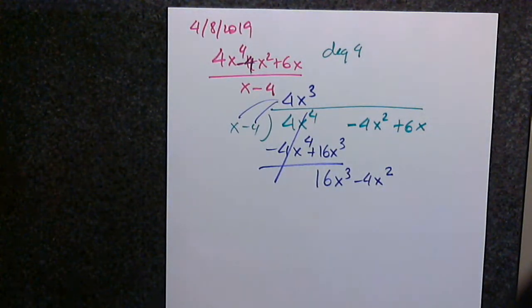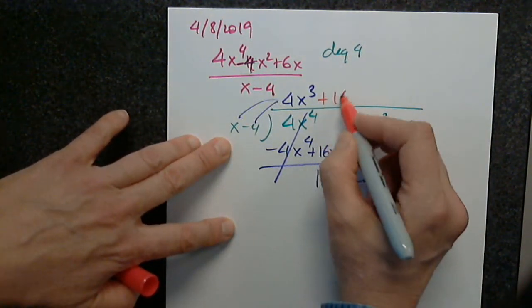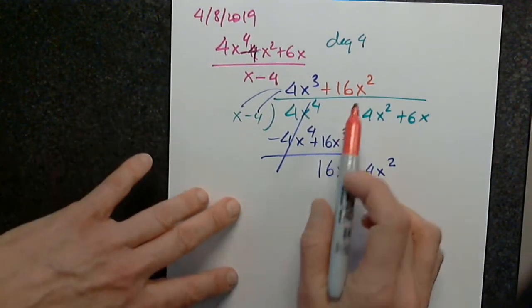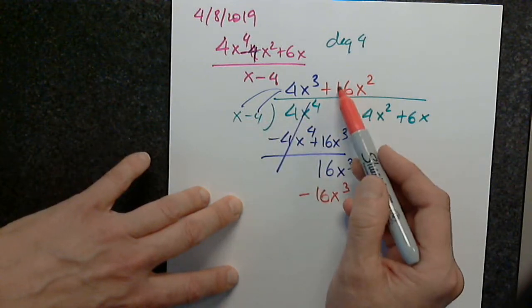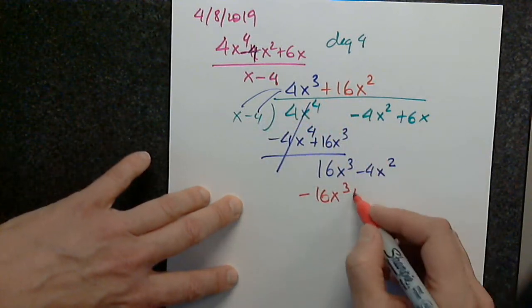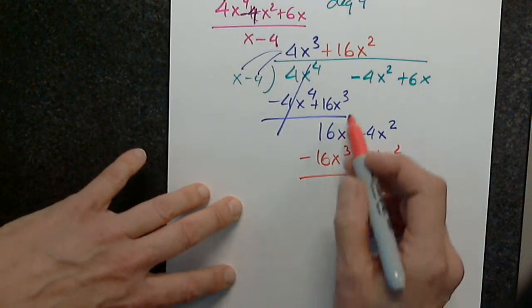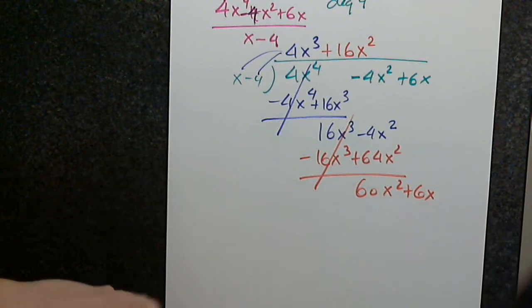Everyone, yes? Okay, so then the next question is x times what is 16x squared? So it's positive 16x squared. I distribute negative 16x cubed. But now this is negative 64, positive 64x squared. And then I have 60x squared and then bring down 6x.